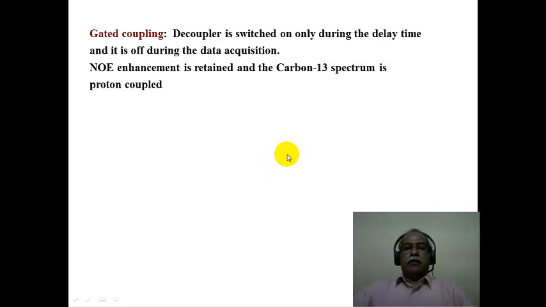The second methodology used in Carbon-13 spectroscopy is called gated decoupling. We will deal with gated decoupling and off-resonance spectroscopy in much more detail in another module. For the time being, all you need to know is that the decoupler is switched on during the delay time and it is off during the data acquisition. In other words, the Carbon-13 spectrum is completely proton coupled. It also has the advantage of the nuclear Overhauser effect enhancement. We will see about the nuclear Overhauser effect in much more detail in another module. For the time being, this information is presented essentially for completion.